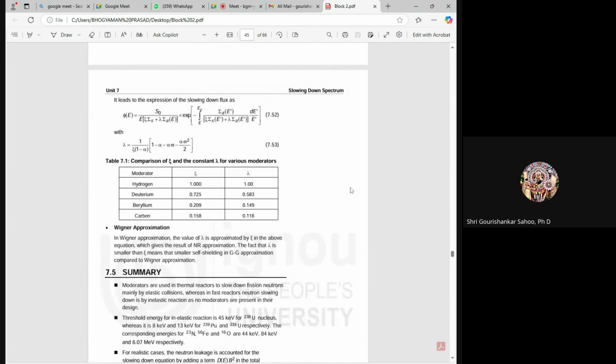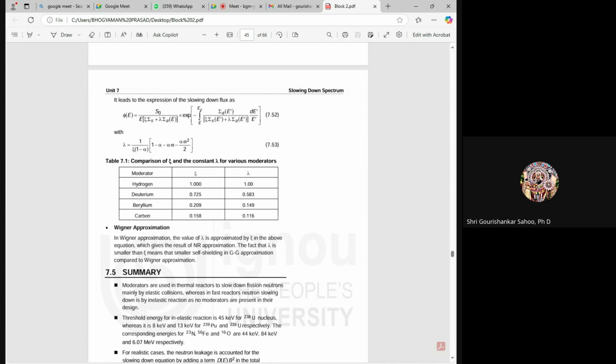Comparison of Xi and lambda for various moderators. You can have hydrogen, deuterium, beryllium, and carbon, and the Xi value decreases as the mass number increases. For hydrogen, it is 1. For deuterium, it is 0.725, and so on. And the lambda value also decreases as the mass number of the moderator increases.